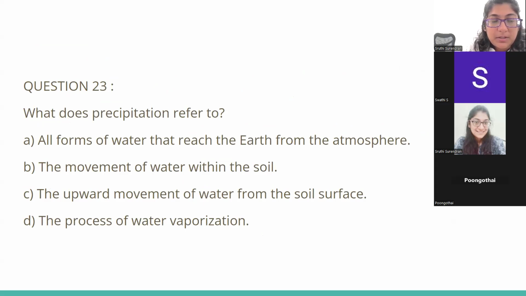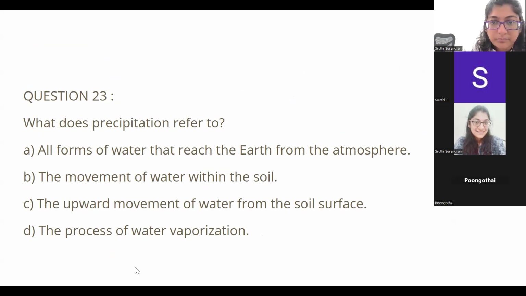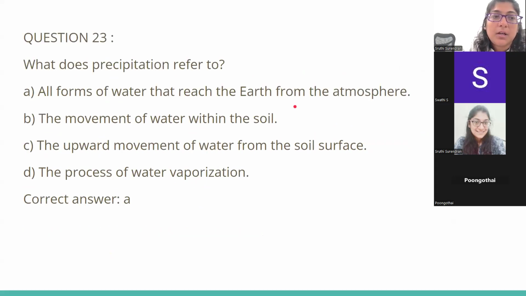Now, what does the precipitation refer to? All forms of water that reach the earth from the atmosphere, movement of water within the soil, upward movement of water from soil, or process of water vaporization. Simple question. Correct? So, all forms of water that reach the earth from the atmosphere is called precipitation. Snow, drizzle, light rain, heavy rain, anything is precipitation. So both of you have given the correct answer, Mungutai and Mutturaman.